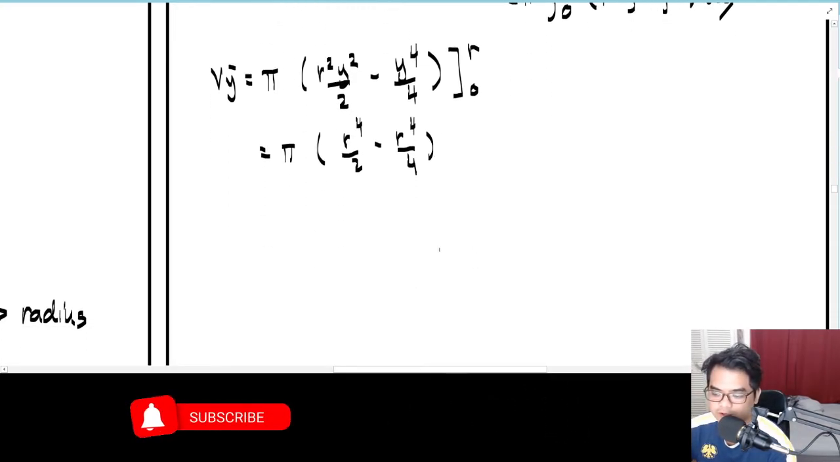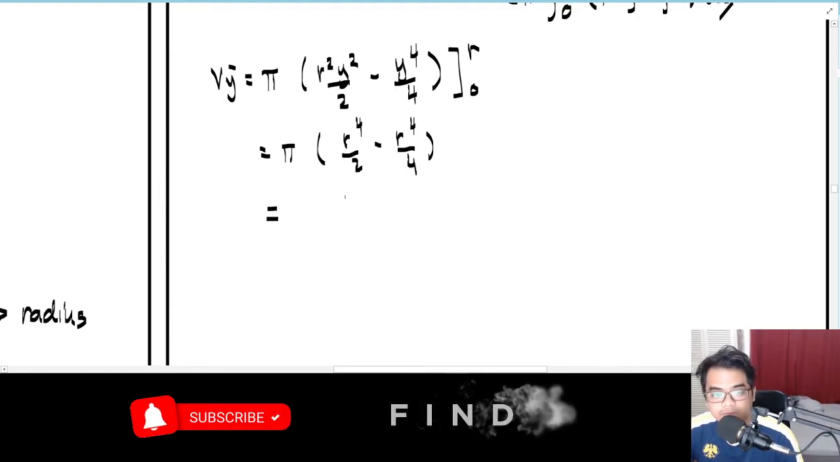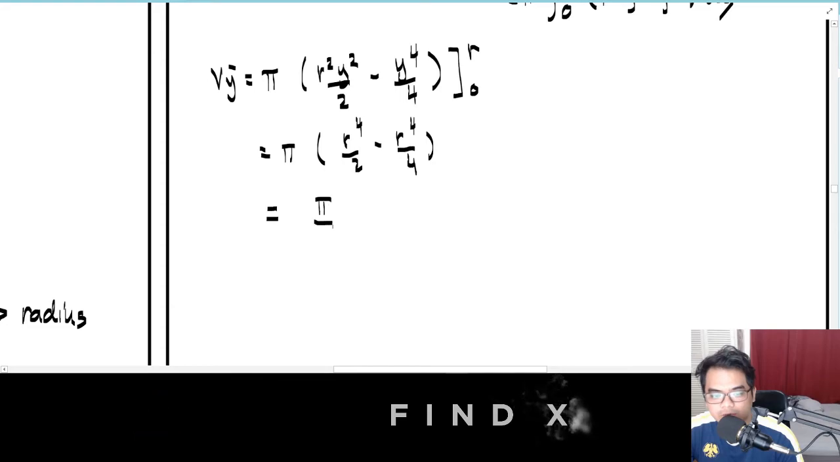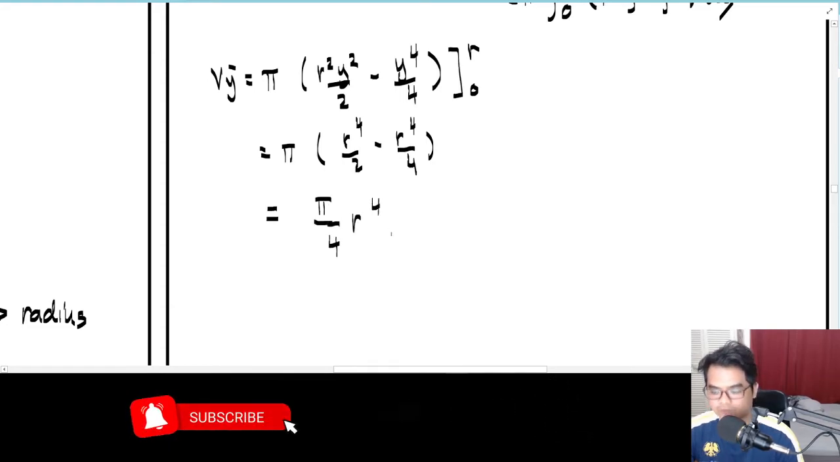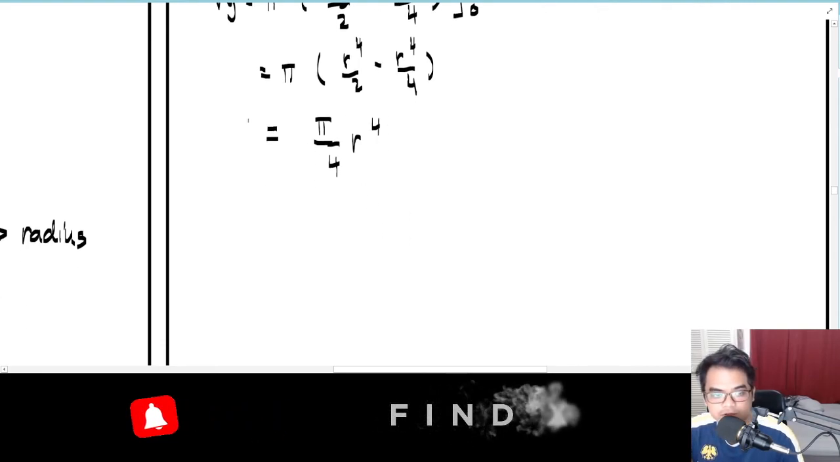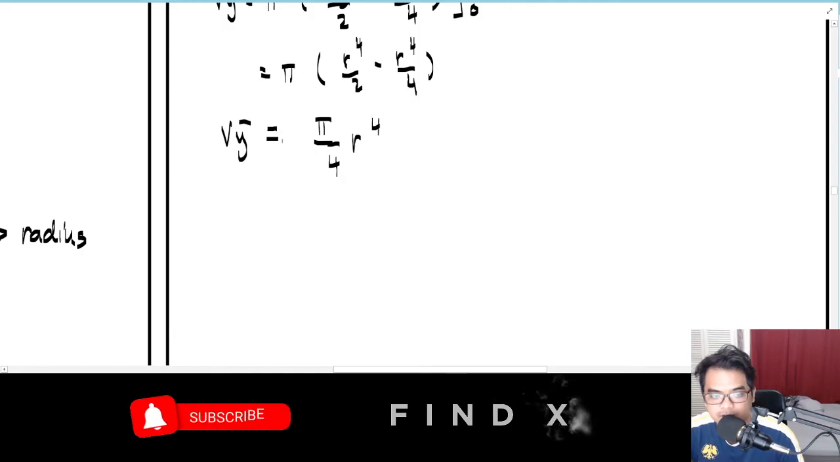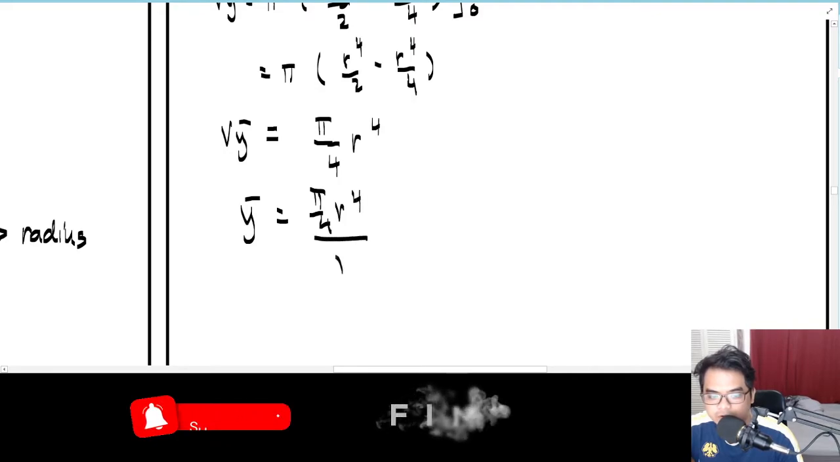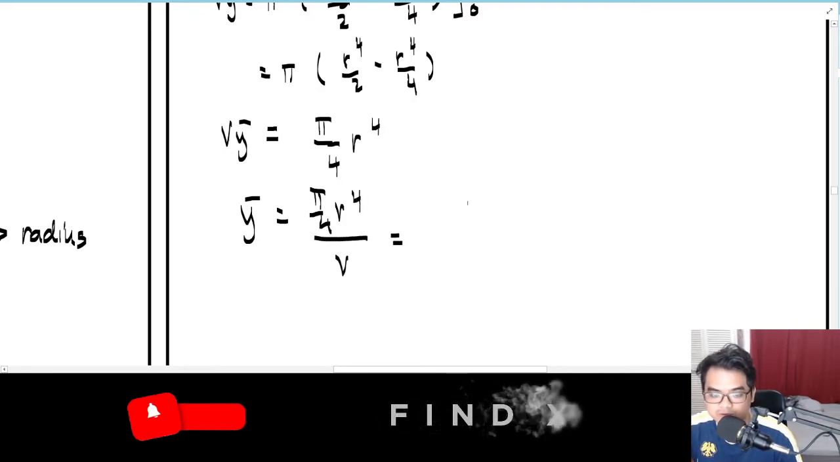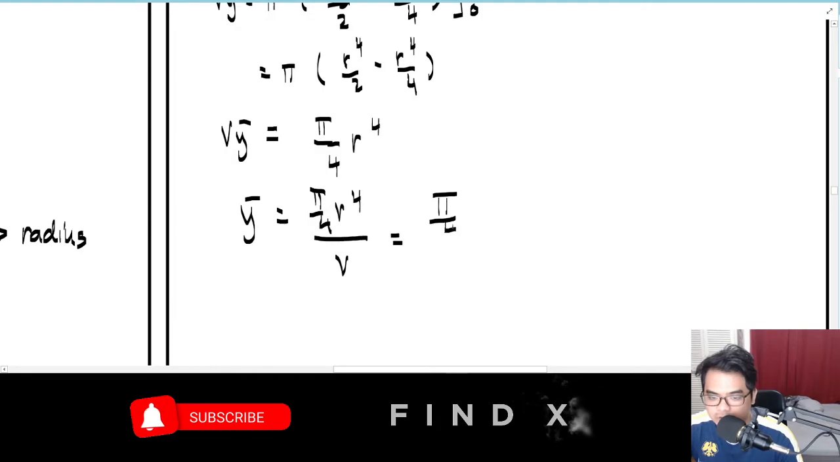Okay, so now we can simplify that. So simplifying that, you'll just have pi over 4, right? R raised to 4. And then don't forget that we still have your vy prime, and then you'll have your y prime equal to pi over 4 r raised to 4 all over your v. So we have here pi over 4 r raised to 4 all over your v.